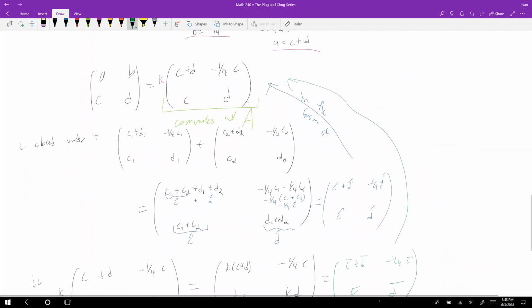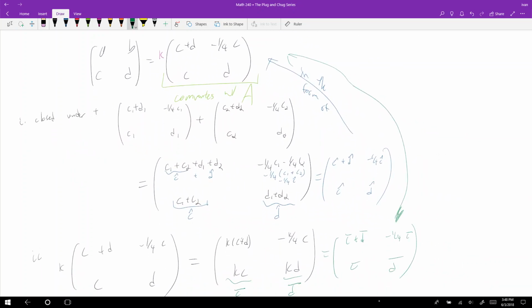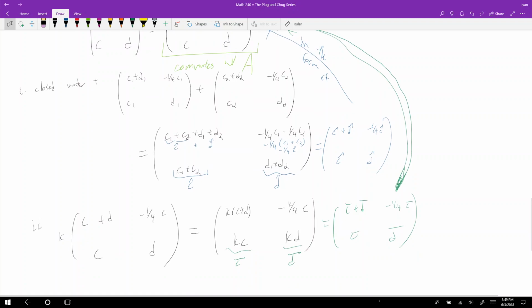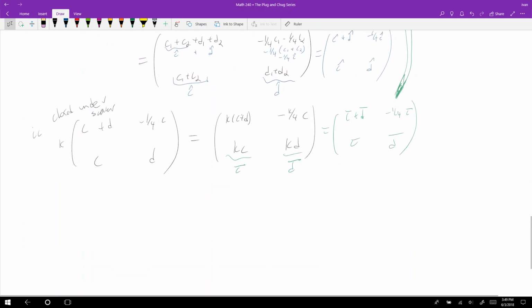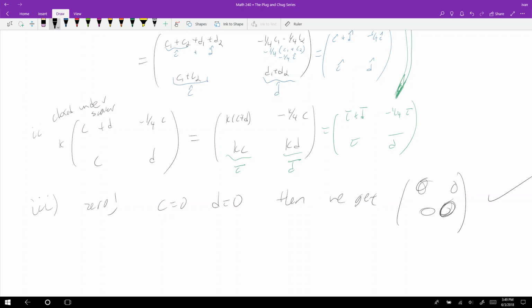Zoom out, right? So this matrix down here is in the form of the matrix that commutes with A. So it's closed under addition. The second part is closed under scalar multiplication, and the third part is to show that it contains 0. Well, if C equals 0 and D equals 0, then we get 0, 0, 0, 0, which is the 0 matrix. So it contains the 0 matrix, so it's a subspace.